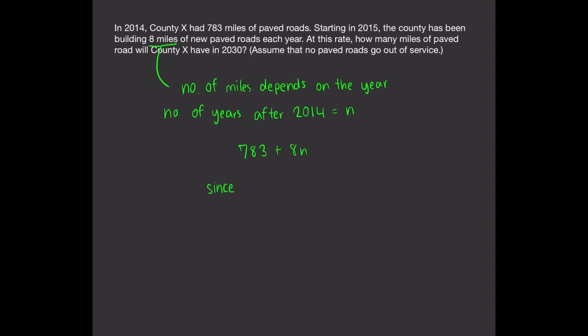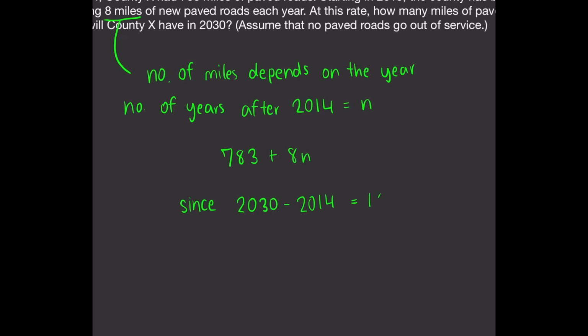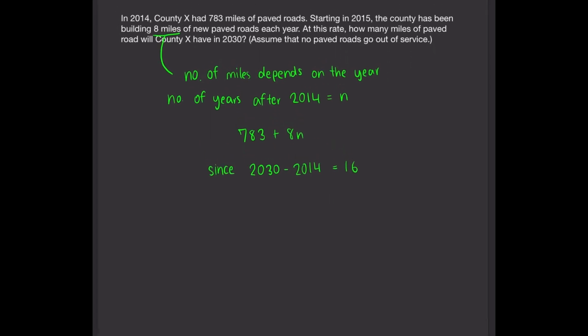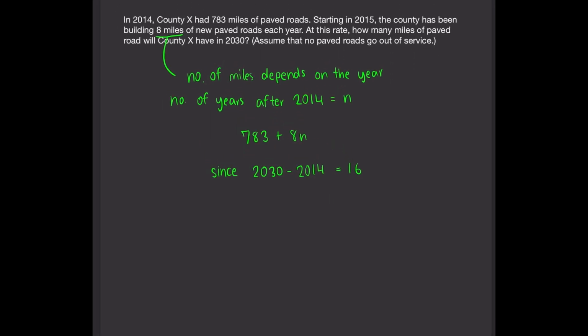To calculate the miles of road County X would have in 2030, we need to subtract 2014 from 2030, which gives us 16. So the year 2030 corresponds to n equals 16. Hence, to find the number of miles of paved roads in County X in 2030, we can substitute 16 for n in the expression 783 plus 8n. This gives us 783 plus 8(16). Then we can simplify this to 783 plus 128, which gives us 911. So therefore, County X will have 911 miles of paved roads in 2030.